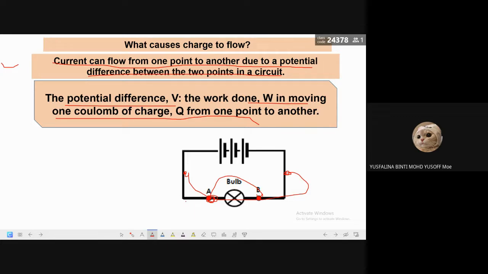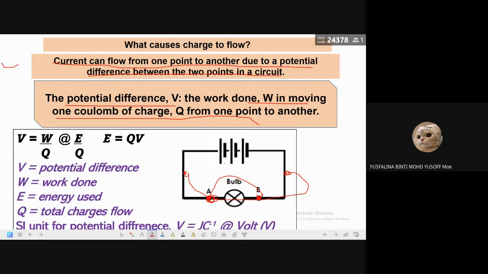If there is no energy, because the work is actually in joule, right? So energy is also in joule. So that's why when there is no work done, there is no potential difference, meaning the current cannot flow. The current can flow when there is work done, when there is a potential difference. So that's the meaning of potential difference: the work done to move 1 coulomb of charge from one point to another point.